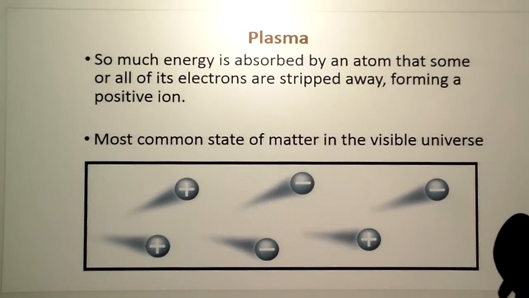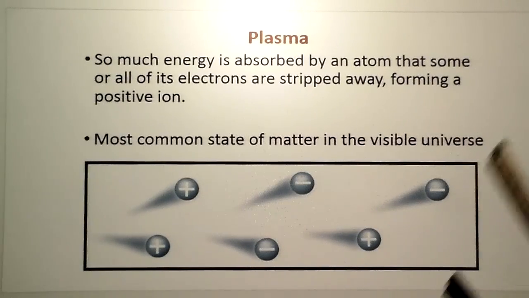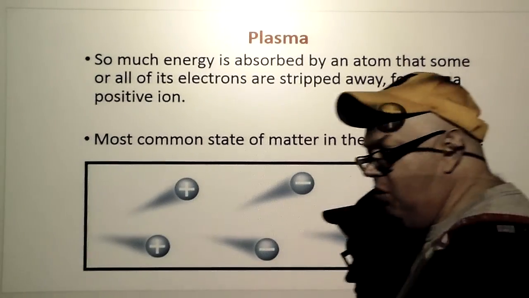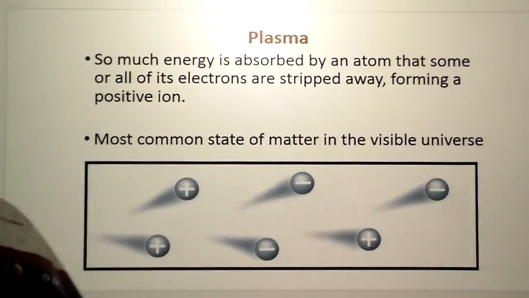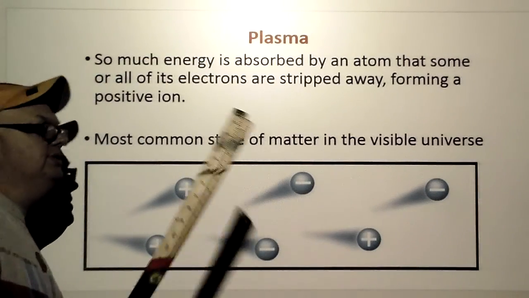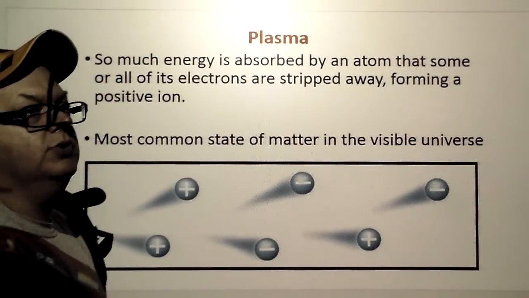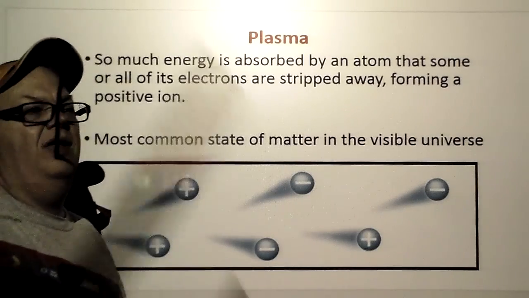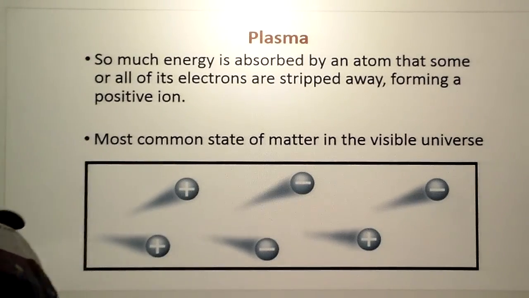Okay? Plasma. Woo! Man. All the electrons are stripped away from the atom. It forms a positive ion. Okay? It is the most common state of matter in the visible universe, but not here on the planet. But this is what we're seeing out there in the nighttime skies, guys.